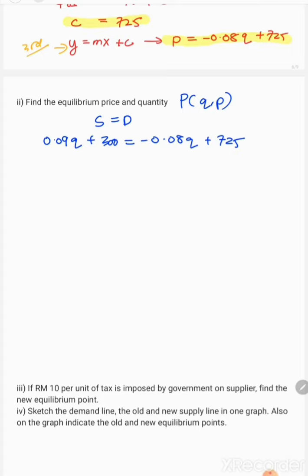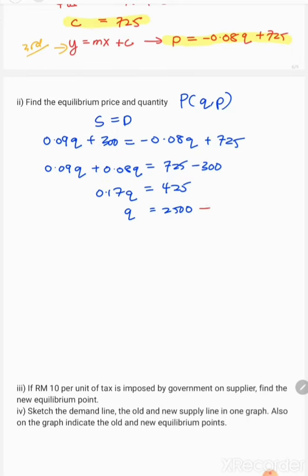To solve this, you have to bring Q to the left side, so we get 0.09Q + 0.08Q = 725 minus 300. When we add these two values, we get 0.17Q = 425. To find the value of Q, we just divide. We get 2,500, where we know that Q is the quantity. This is the value of the equilibrium quantity.